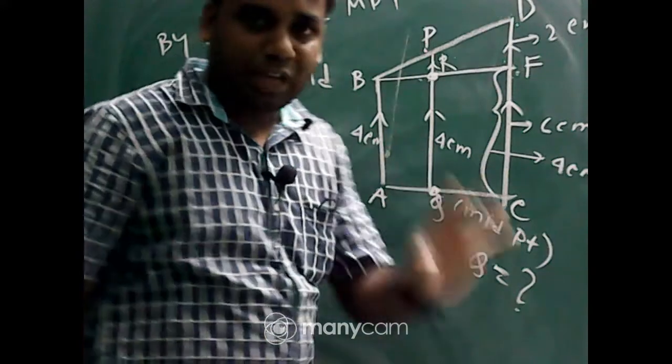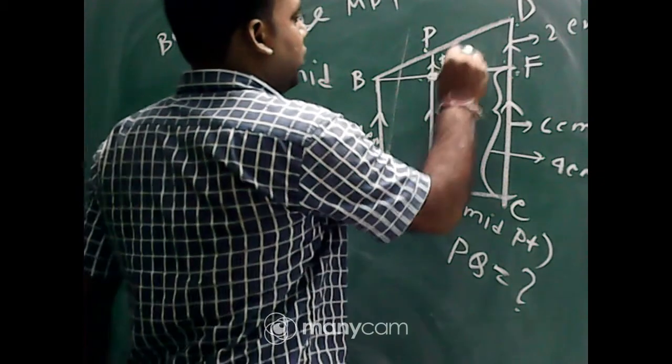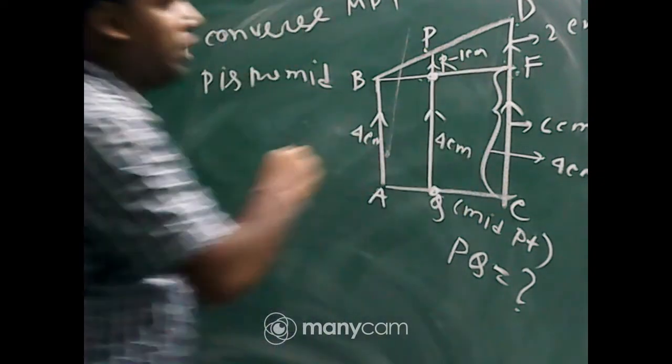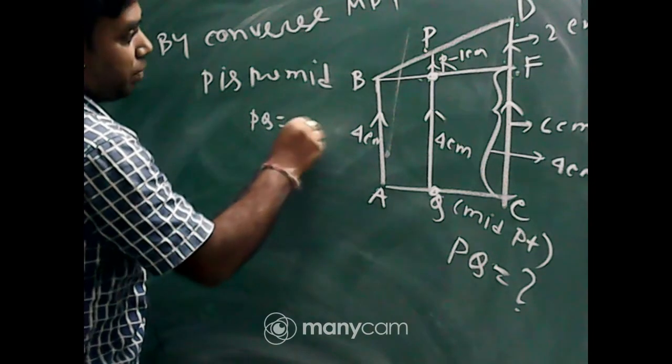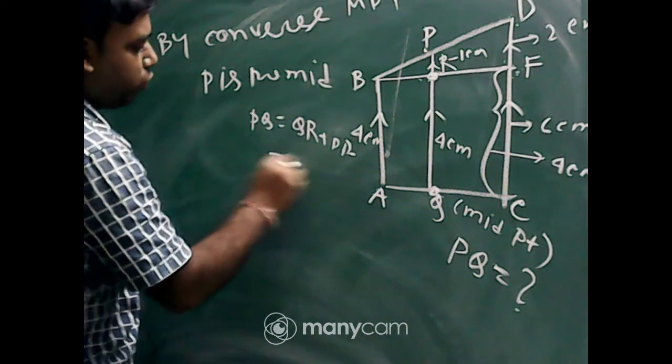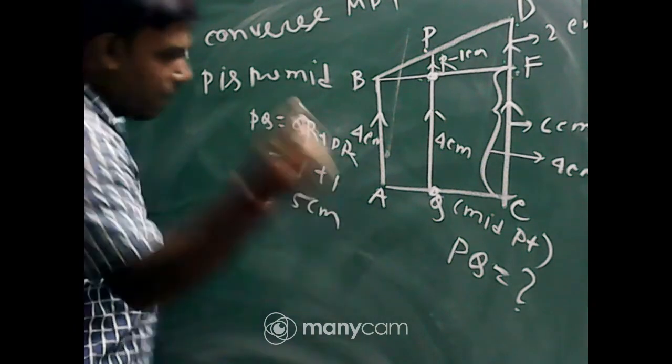DF. PR will be half of DF. That is the midpoint theorem. So it is 1 centimeter. So total PQ equals QR plus PR. QR equals 4 centimeter, PR equals 1 centimeter. Total 5 centimeter.